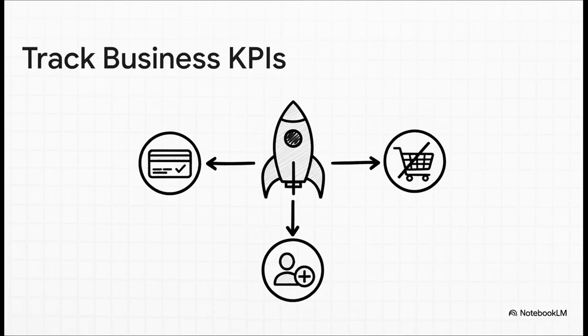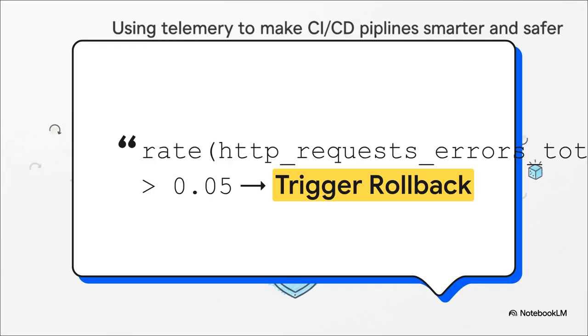And we're not just talking about technical metrics here. We can tie your deployments directly to the business KPIs that everyone actually cares about, things like payment success rates, cart abandonment, new user signups. You can finally answer the question, did this release we just shipped actually help or hurt the business? And here's what that looks like in practice. This is just a simple PromQL query, but all it's saying is this. If the rate of HTTP errors in the last 5 minutes goes above 5%, trigger a rollback. That's it. It's a clear, automated safety net.